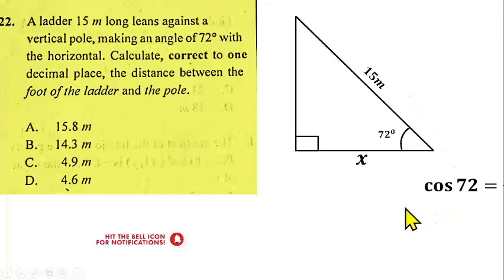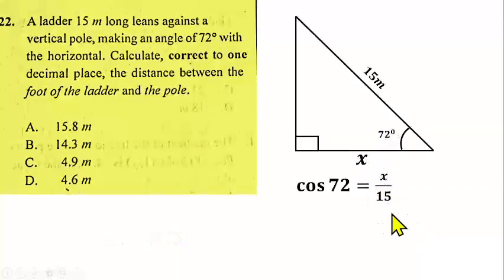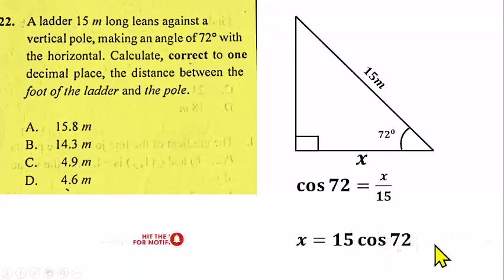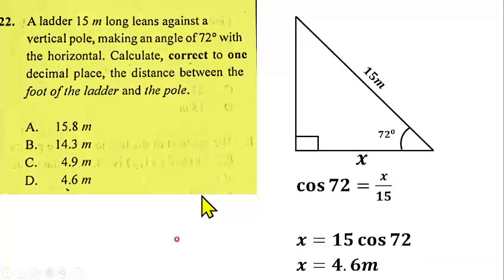So we have cos 72 equals x over 15. Cross multiply, we have x to be 15 cos 72. Simplify that, that should give us 4.6 meters for question number 22.